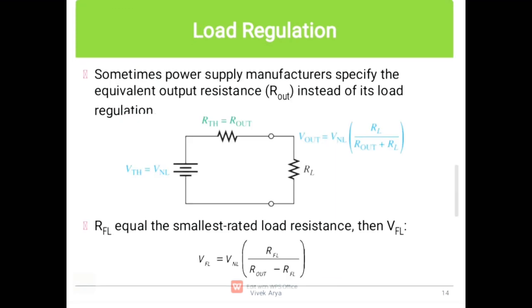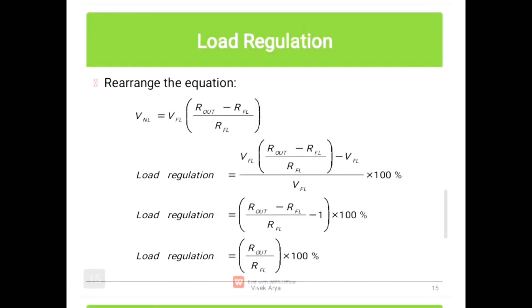Sometimes power supply manufacturers specify the equivalent output resistance instead of the load regulation. With this formula, we can find V output equal to no-load voltage multiplied by load current over output resistance over load resistance. Rearranging the equation and solving, we find load regulation equals R output divided by R of FL, multiplied by 100.